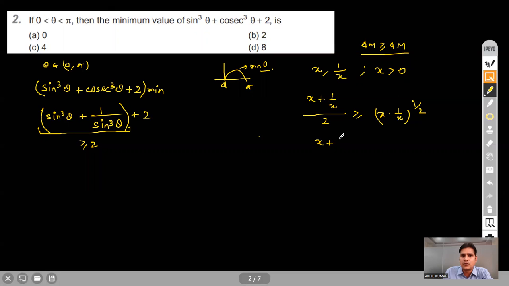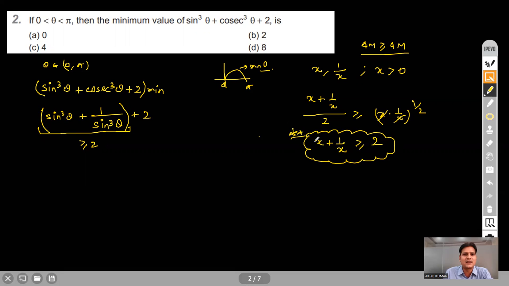So from here, we can see that x plus 1 by x will always be greater than or equal to 2, since this x and this x will be cancelled out. If x is a positive number, the sum of x plus 1 by x will always be greater than or equal to 2.